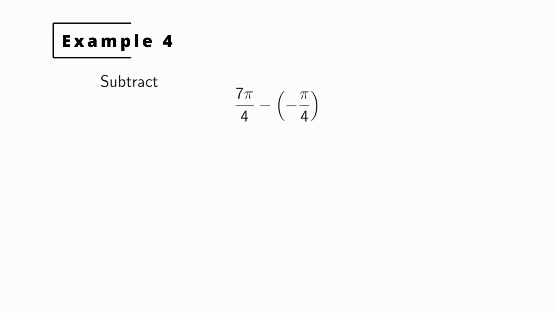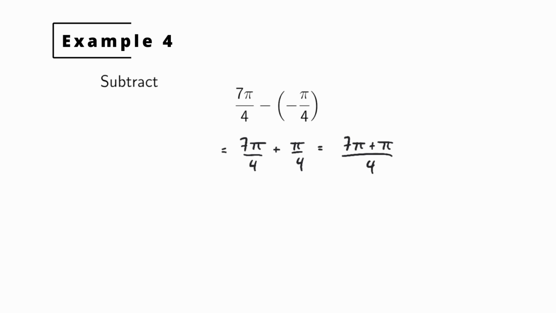Here's our final example. 7 pi over 4 minus negative pi over 4. First things first, since it's minus negative pi over 4, we could write this as plus pi over 4. These fractions have the same denominator, so we simply add across the numerator. So we get 7 pi plus pi over 4.